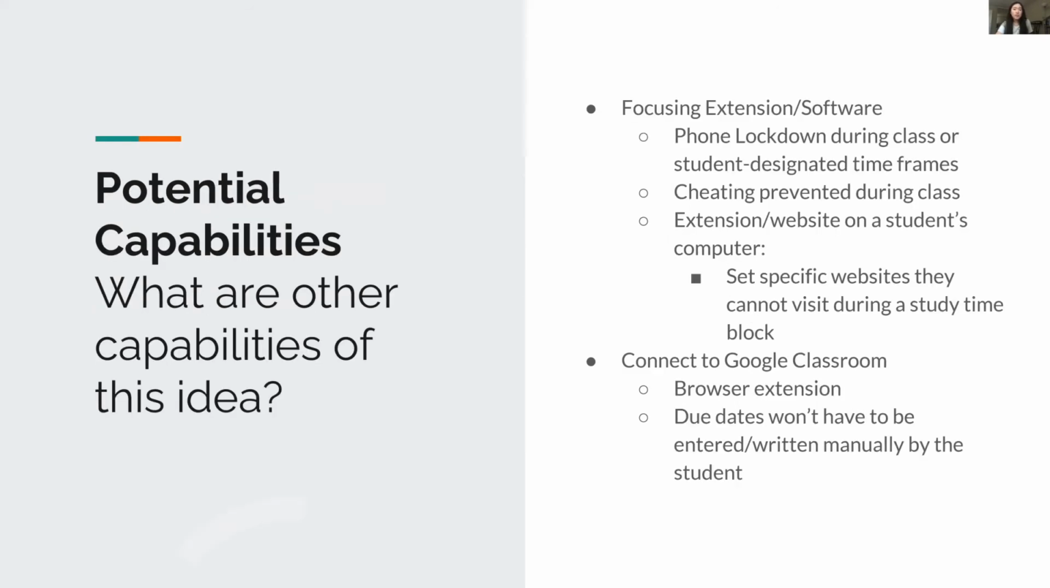This app or extension will also have many potential capabilities that could be implemented. Since you have set the class blocks, the app can initiate a phone lockdown during class or student designated timeframes for other tasks. This will help prevent cheating during in-class assessments, as well as help with focus. The extension on their browser can have them set websites that they don't want themselves to visit and disable them during a study time block.